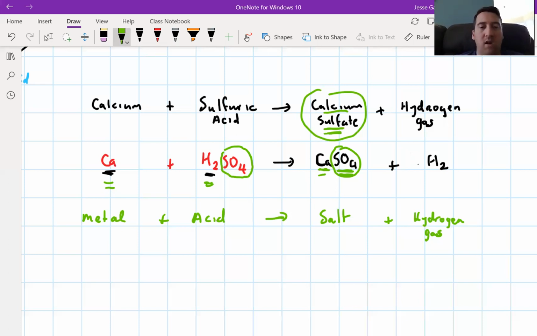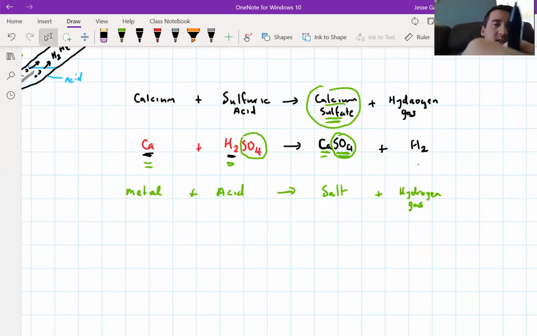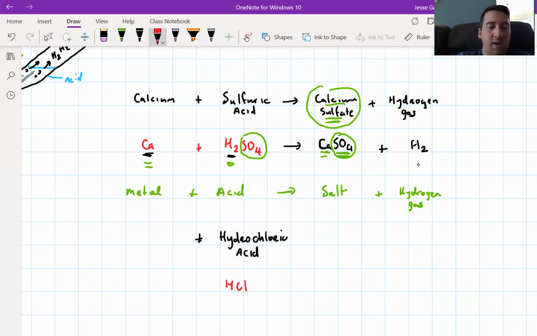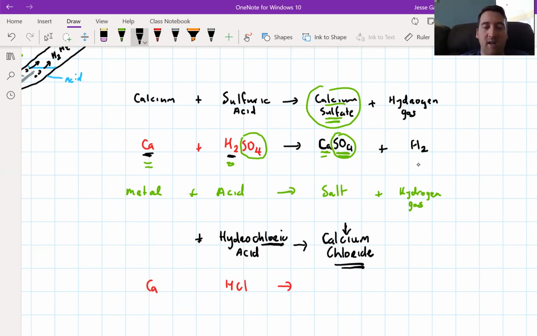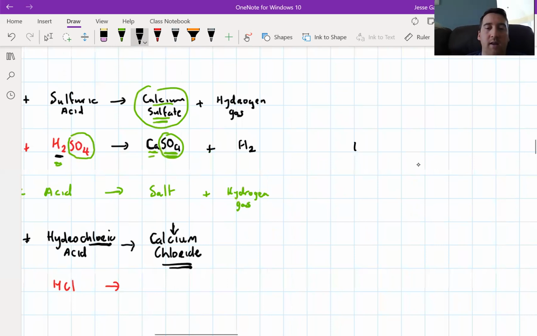But what if it wasn't sulfuric acid? What if it was a different acid? So say, for example, it was calcium plus HCl, hydrochloric acid. And this time, chloride comes from the ending of the acid name. So if it's hydrochloric acid, then the name of the salt will always be whatever the metal is. It could be sodium, it could be potassium, whatever it is. It will be calcium chloride, potassium chloride. Okay, so a good rule here is that hydrochloric acid produces chloride salts.